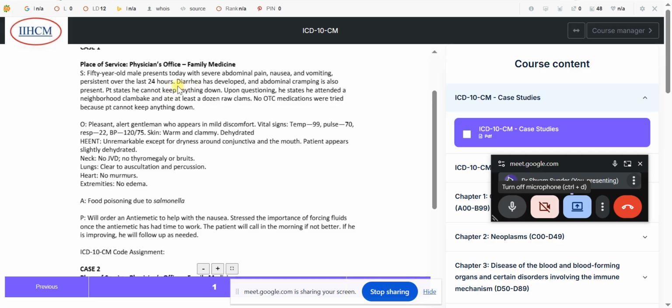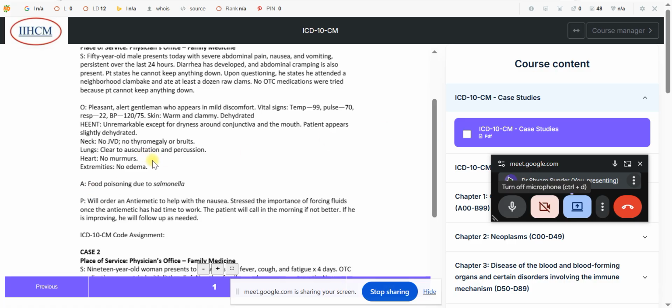Now, the moment you see physician's office, new patient type, you have to immediately remember 99202, 203, 204, 205. These four codes should come into the picture, right? Now, the problem here is the patient has diarrhea, abdominal pain, nausea, and vomiting. The duration is 24 hours. There is diarrhea, abdominal cramping, and all these problems. So examination is done. Finally, food poisoning due to salmonella. This is the diagnosis. Now you know the problem.